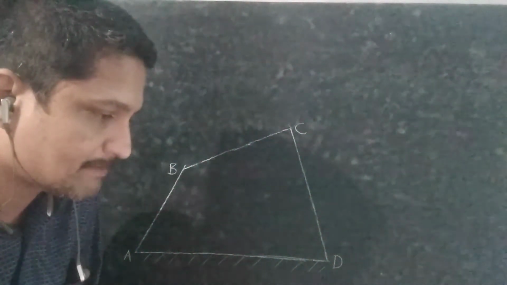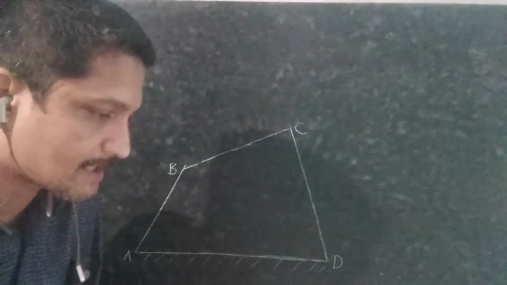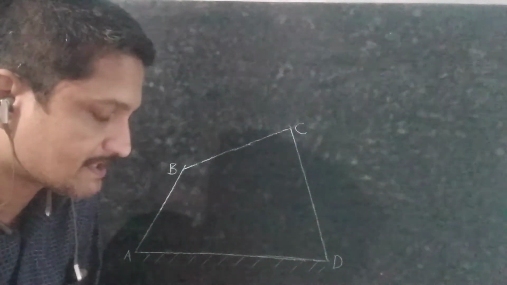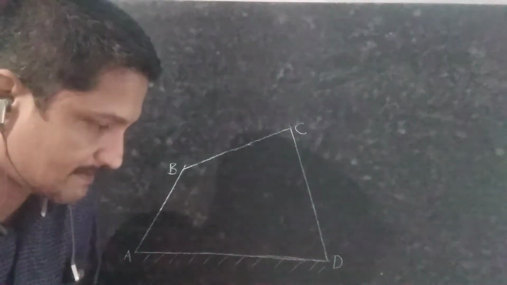The angle BAD is equal to 60 degrees. The crank AB rotates uniformly at 100 rpm. Locate all the instantaneous centers and find the angular velocity of the link BC.